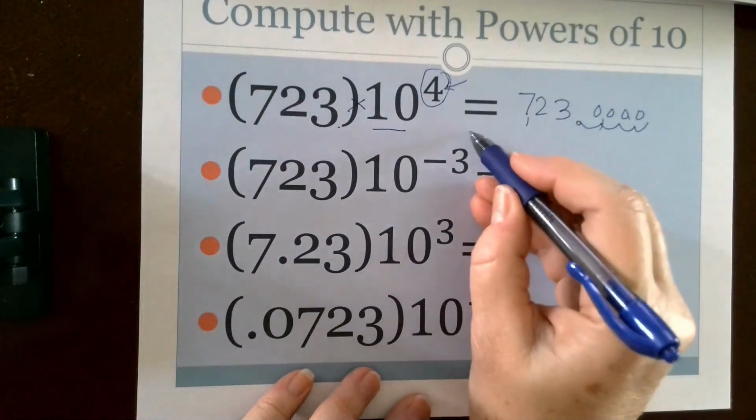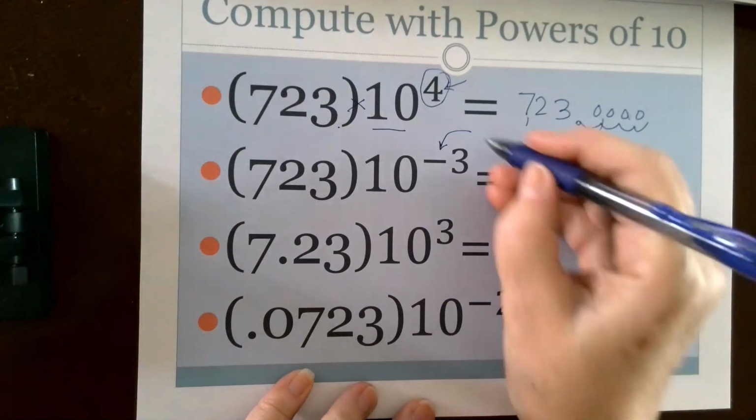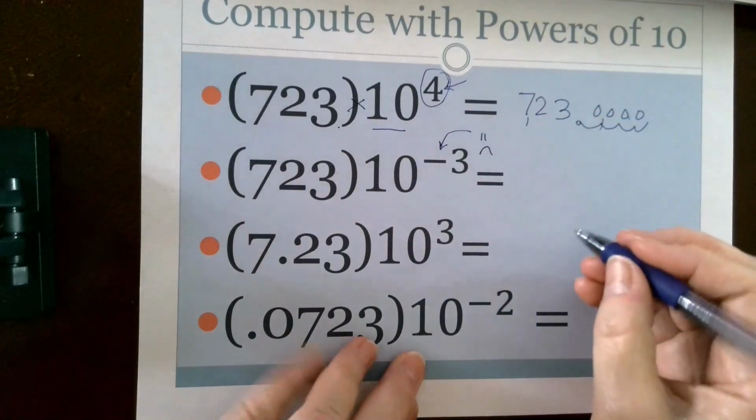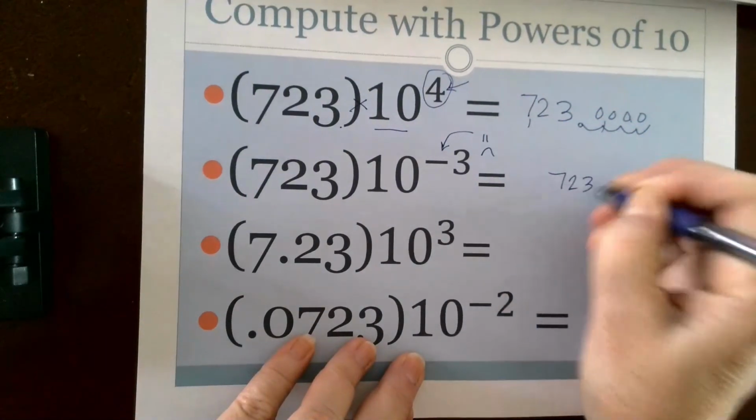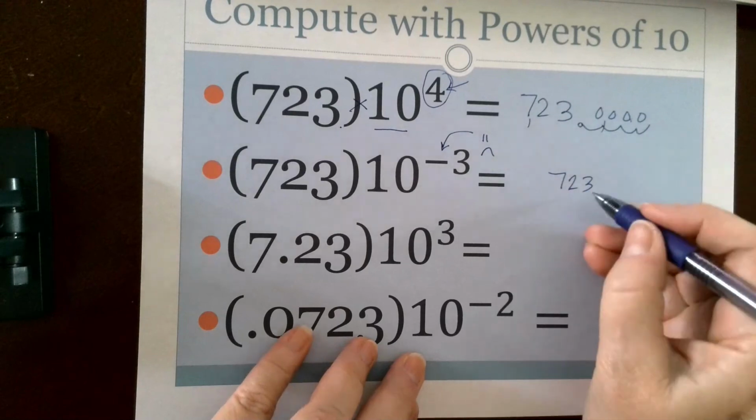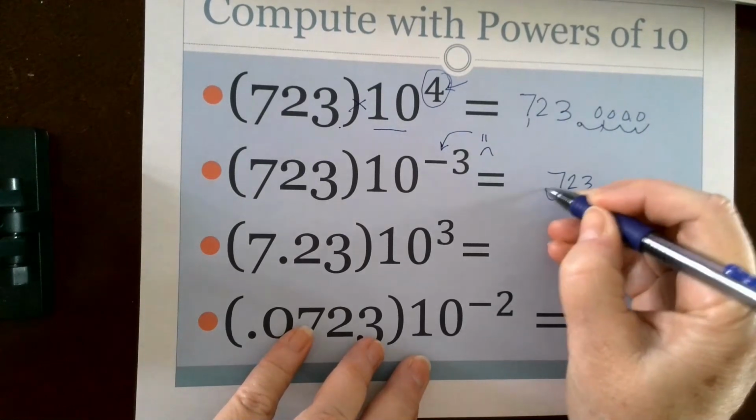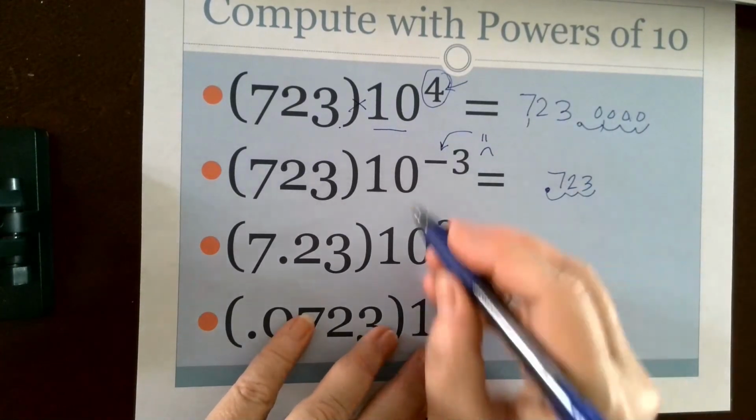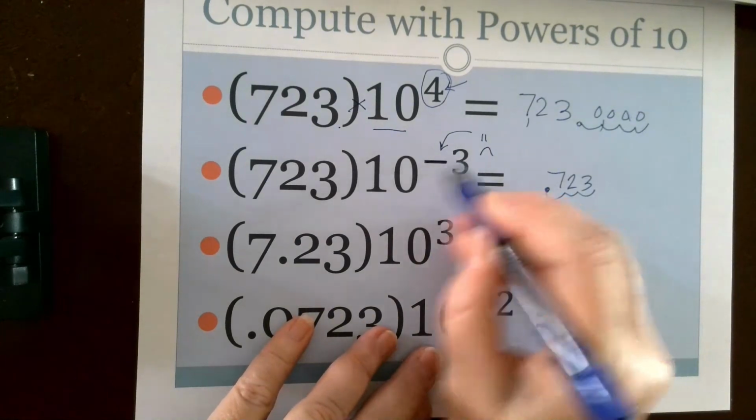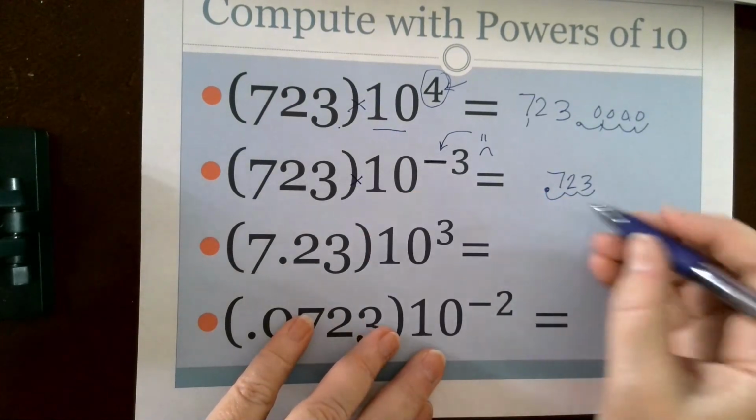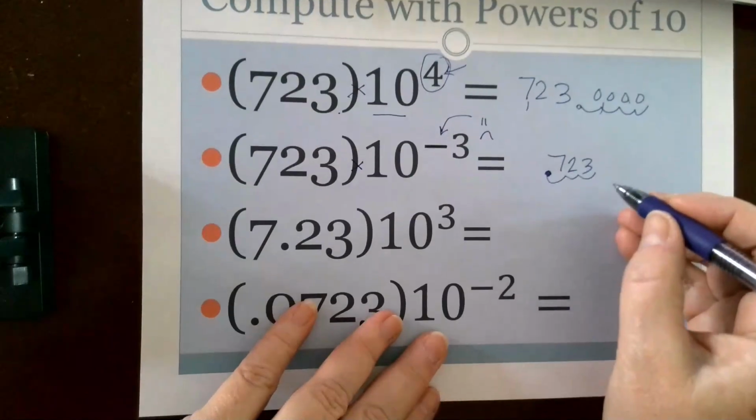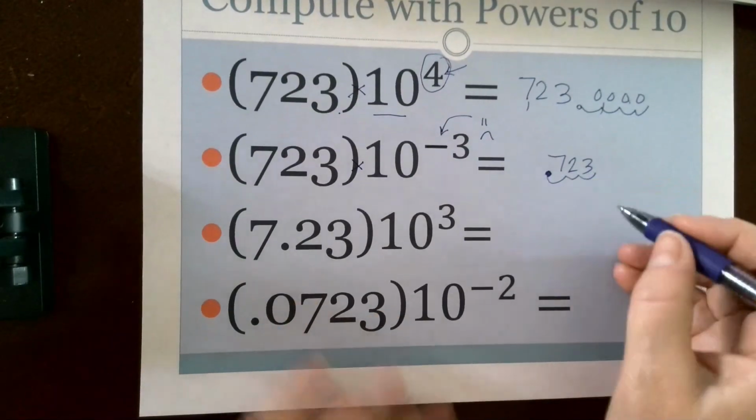But look at this one. It's a -3. It has a negative attitude. It doesn't want to move to the right and make the number bigger. It wants to move to the left and make the number smaller. So the answer to 10 to the -3rd times 723 is 0.723. I move the decimal 3 times.